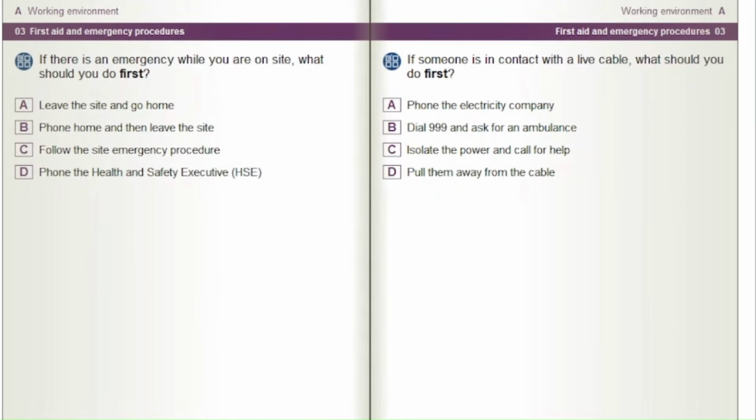If there is an emergency while you are on site, what should you do first? Leave the site and go home. Phone home and then leave the site. Follow the site emergency procedure. Phone the Health and Safety Executive, HSE.